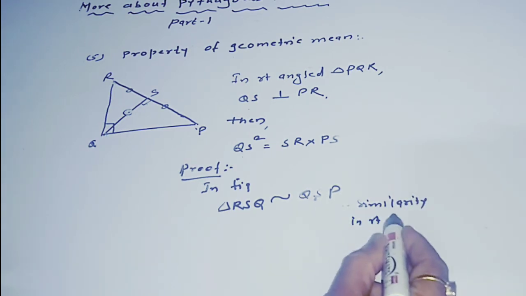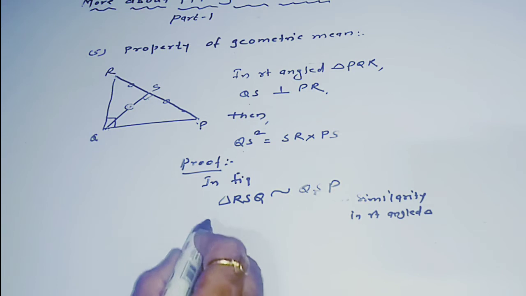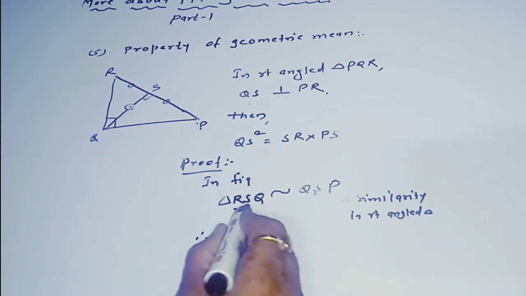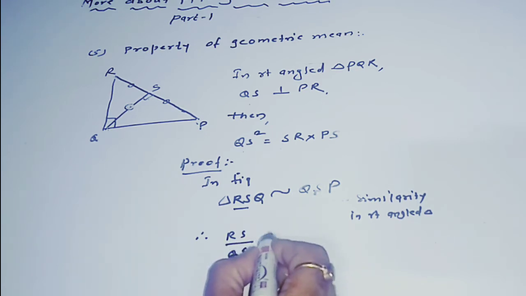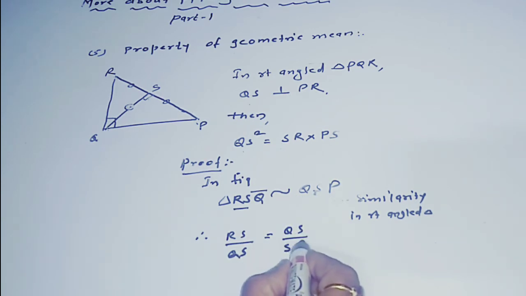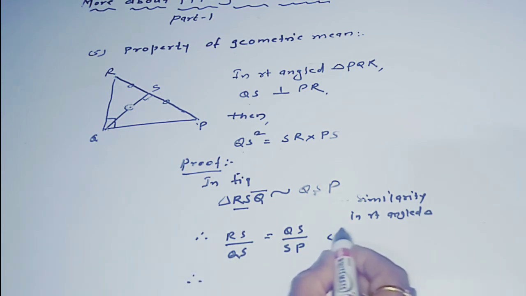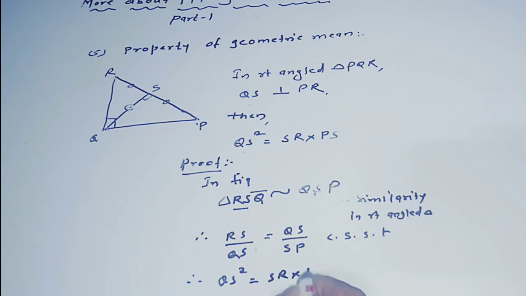In right angled triangle, we say that RS upon QS is equal to QS upon SP or PS. Now cross multiplying, these are corresponding sides of similar triangles. So we have QS into QS, that is QS square, is equal to SR into PS. Hence the result.